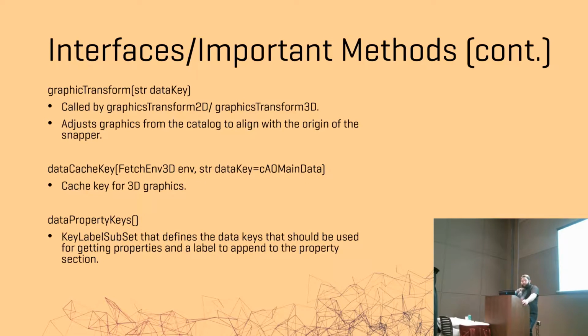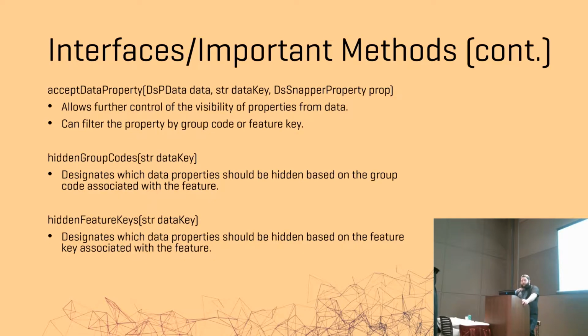We also have data property keys. So this is a key label subset that you can use to actually control what properties you pull from which data. So maybe you don't always want to pull properties from your data. You can control that functionality here. Accept data property. This passes in a DsPData, takes in the data key as well as the DsSnapper property. So this gives you a little bit more control of the visibility of specific properties.